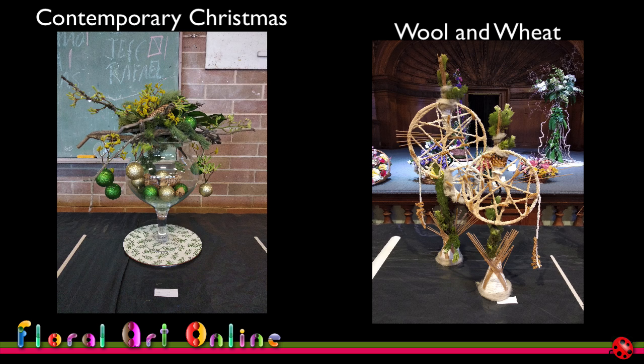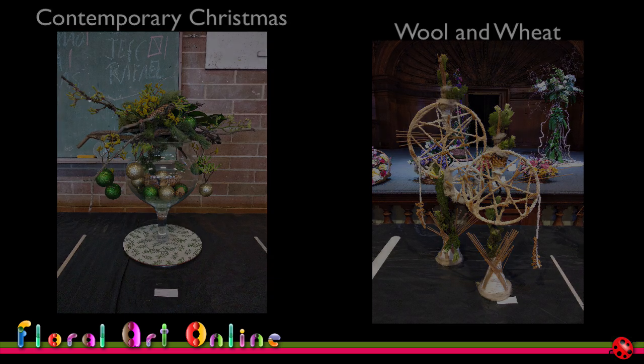Welcome back, I'm Kimberly, and this is Floral Art Online, the Designs Dissected series, where we have our AI DesignEye look at a couple of designs and give us an analysis based on the principles and elements of design, as well as some suggestions for improvement in terms of the interpretation of that particular class title. This week we have two designs. The first is a contemporary Christmas design, and the second was the title of Wool and Wheat. So let's look first of all at the contemporary Christmas design.